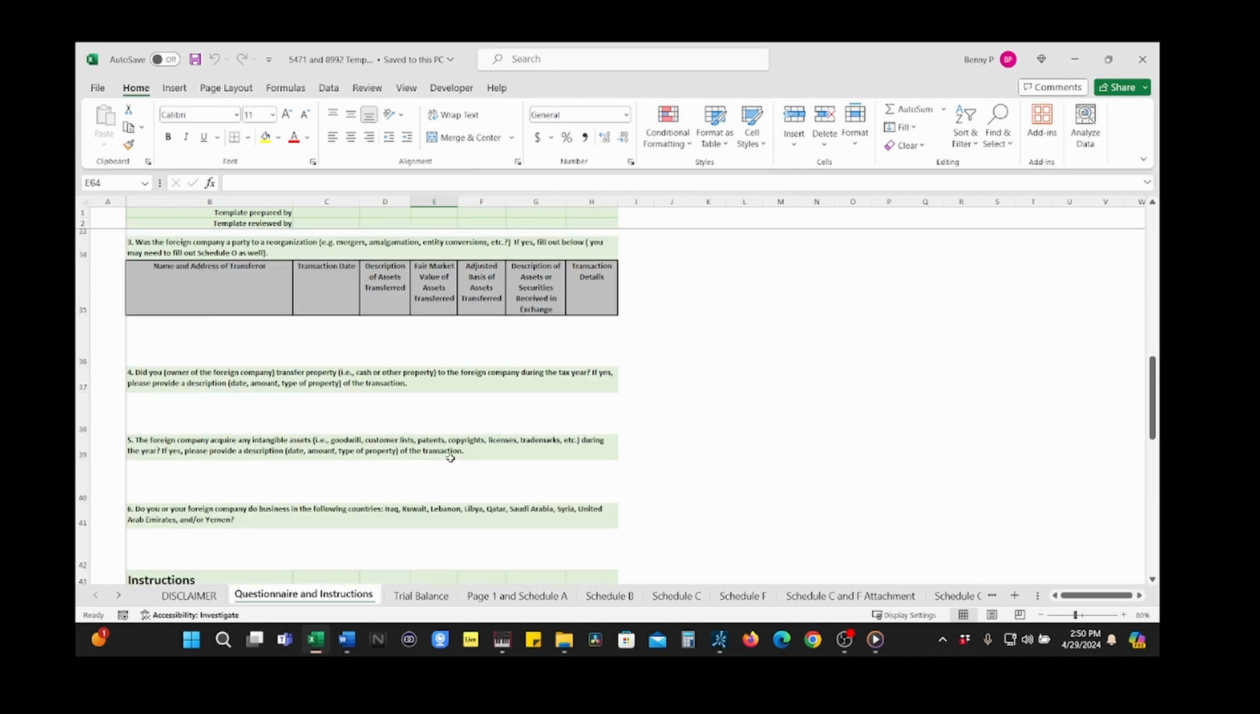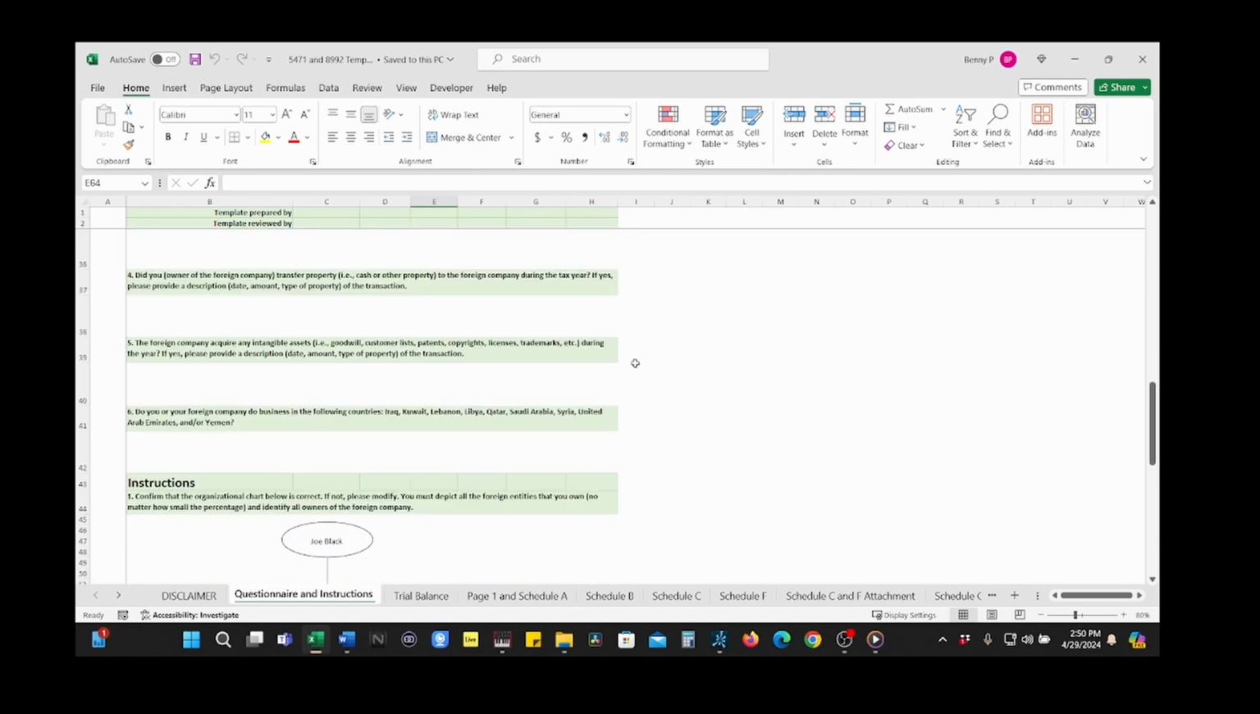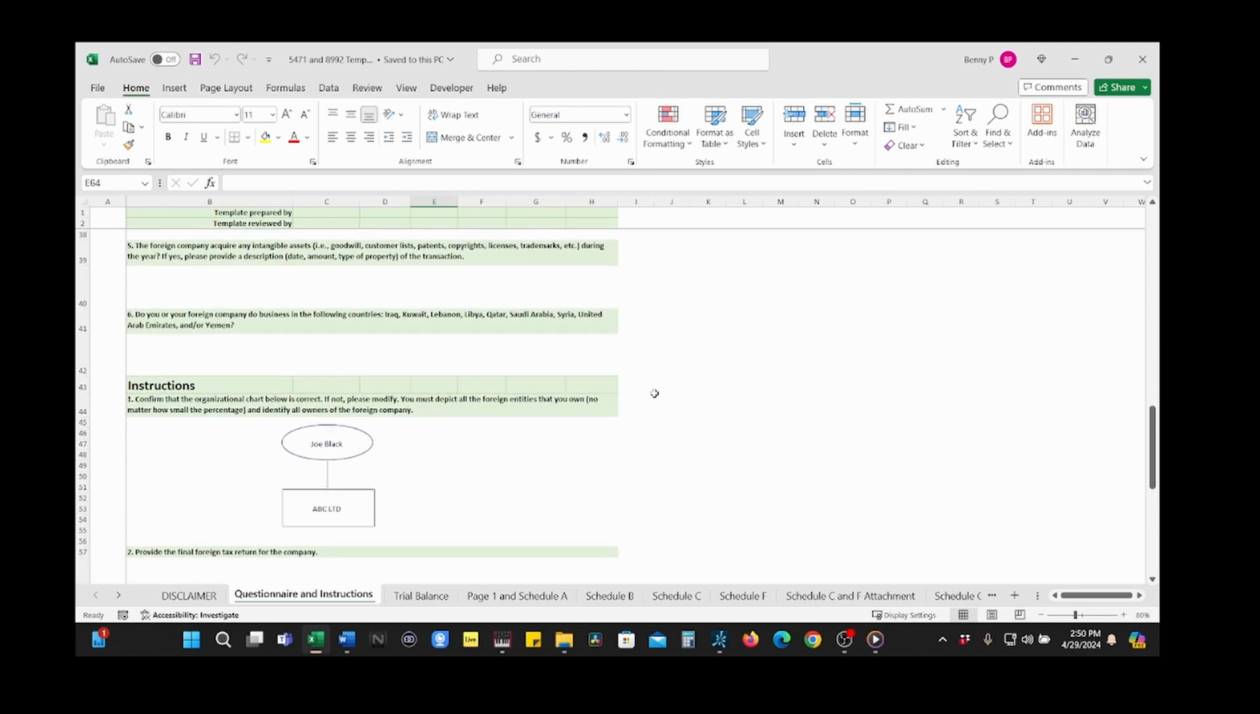Question 5, you need to disclose if the foreign corporation acquired any intangible assets during the year. Generally, the acquisition price of the intangibles needs to be amortized over a 15-year period under Section 197.